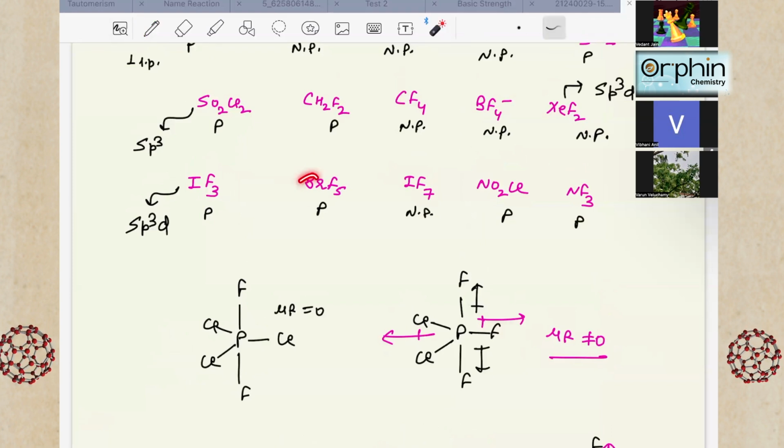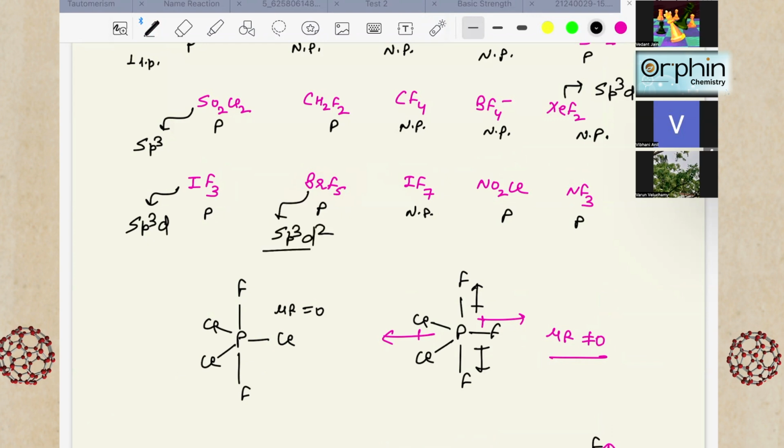BrF5, 7 plus 5. 7 is the valence electron of bromine plus 5 halogen. 12 divided by 2, 6. 6 means again sp3d2. This is sp3d2. So if it is sp3d2, that means we can say 6 should be the steric number. There are 5 side atoms, means 1 lone pair. So it is polar.